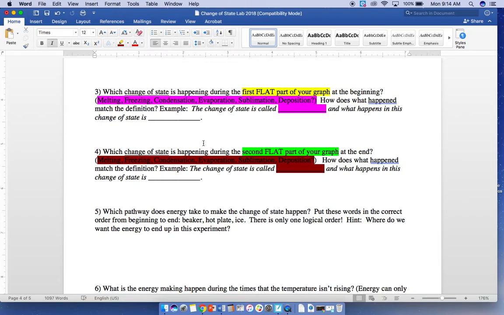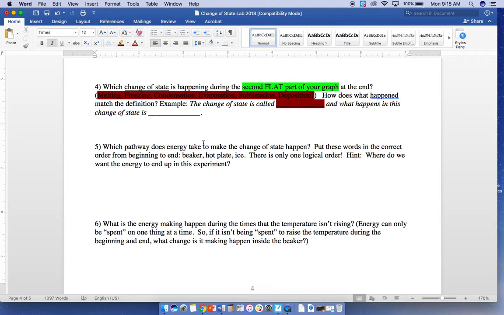Questions 5 and 6 are thinking about how does energy move and what is energy doing? Remember what our big picture question was that we started this section with. Number 1, the big picture question is, how does adding or removing energy change matter? And the first step that we have to do is think about the pathway that that energy takes, and the second step is to consider what that energy is doing. So question number 5, which pathway does energy take to make the change of state happen? You're going to put these words in the correct order from beginning to end. Beaker, hot plate, ice. There is only one correct answer for this question.